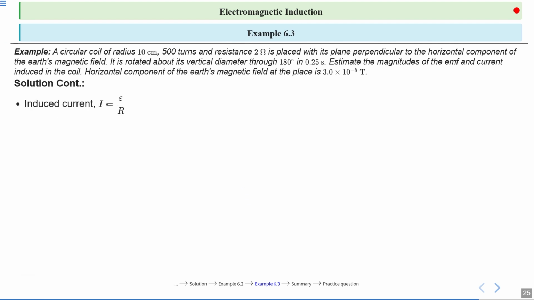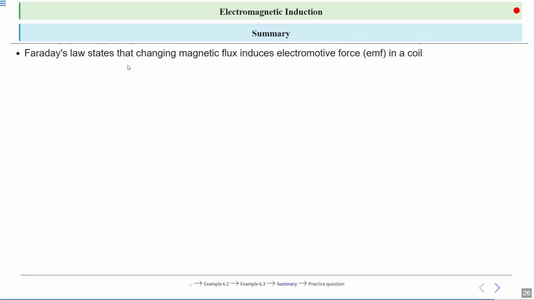Now induced current I will be equal to epsilon upon R. So I will be equal to 3.8 × 10^-3 upon 2. Divide it by 2, so it will result in 1.9 × 10^-3 ampere, which is I equal to 1.9 milliamp. Okay, so this is all about today's lecture, and this is the summary.